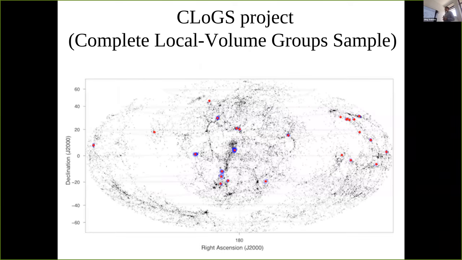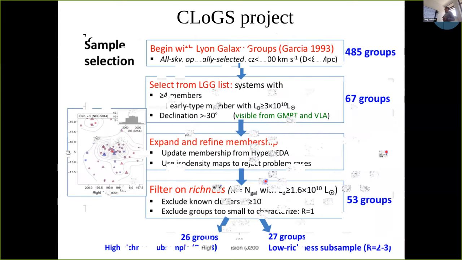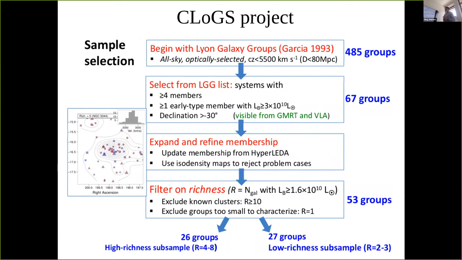And here you can see the filamentary structure of the local universe. In red, you can see the location of the brightest group early type galaxy of each group, and in blue, you can see the extent of its members. In brief, CLoGS was selected starting from the Lyon Galaxy Groups catalog from Garcia. We started off with 485 groups, and then by selecting more than four members for each group, at least one early type member with specific luminosity, and a declination above minus 30 to ensure visibility from GMRT and VLA, we ended up with 67 groups.